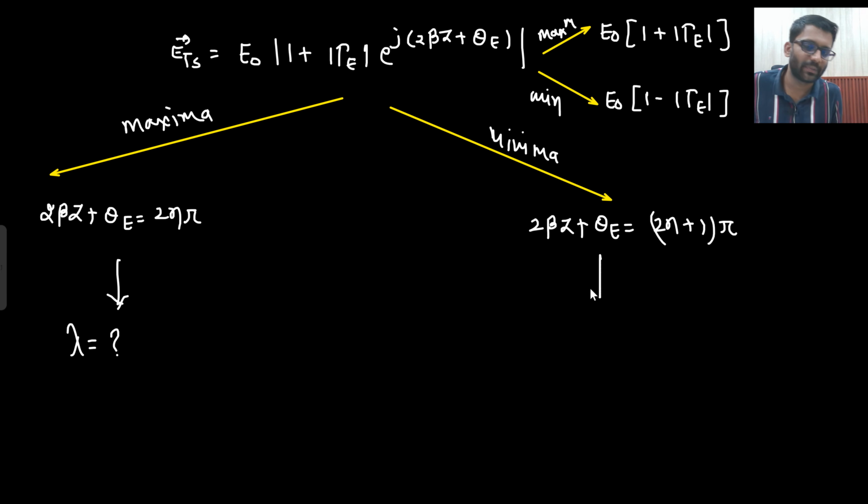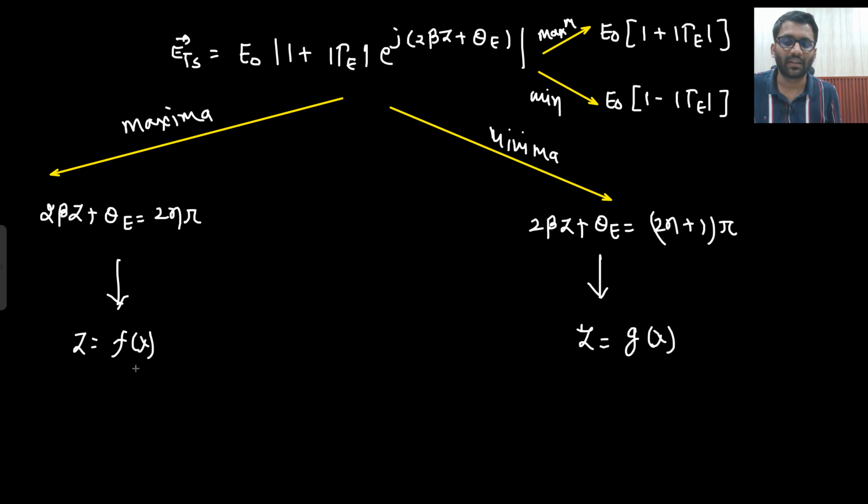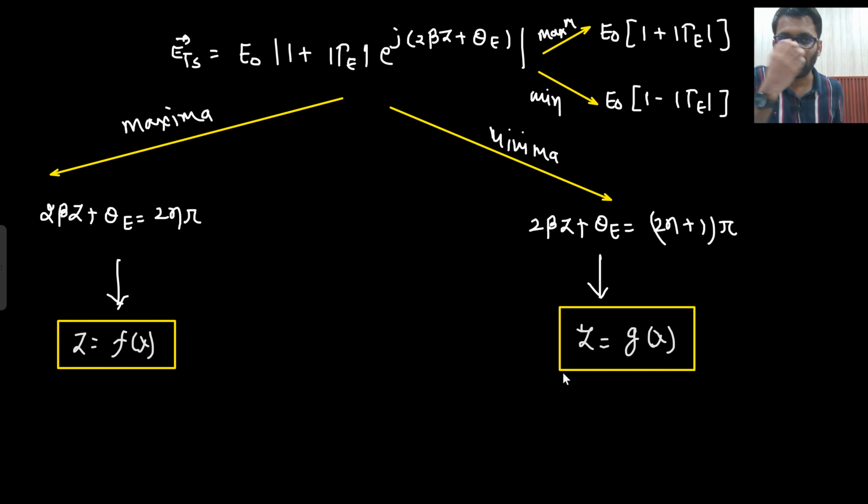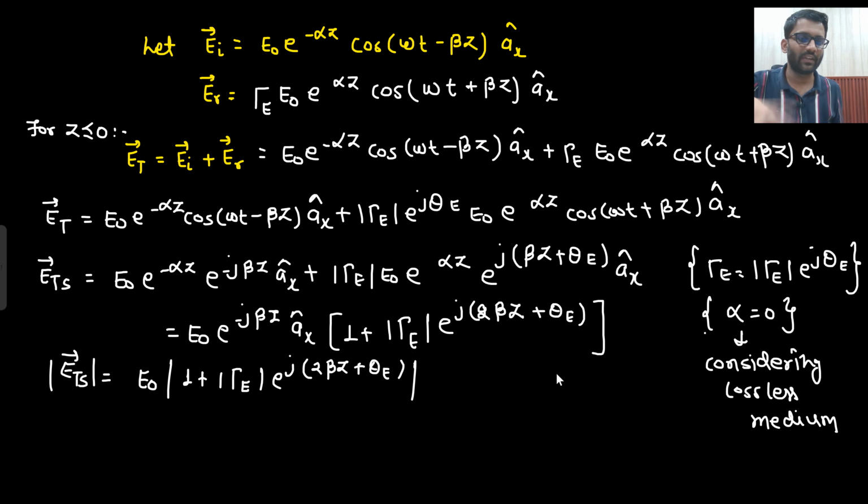I do not remember the final expression. From here, not lambda, sorry, we will get the value of z in terms of lambda, and from here also we will get the value of z in terms of lambda. I do not need to mug up that expression. What I need to keep in mind is that I will have an incident wave and I will generate a reflected wave. I will superimpose both of them, calculate the phasor, and just put this equal to 2n pi or (2n plus 1) pi, depending on which applies. Is that clear to you or not?